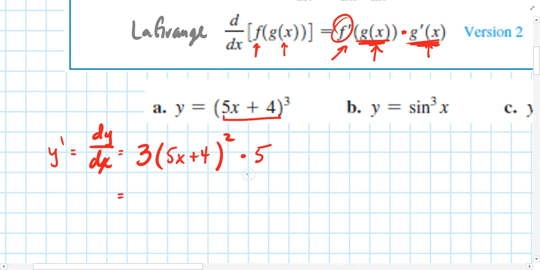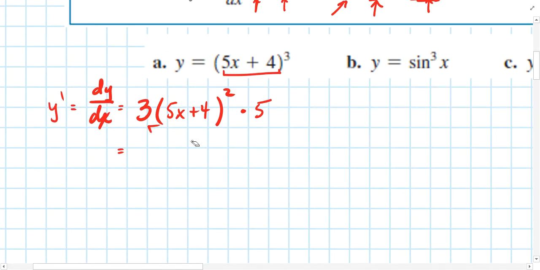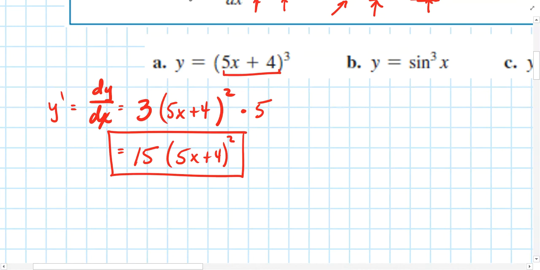So if we clean this up, the multiplication here, being commutative, is easy to perform. We'll multiply 3 times 5, and we'll end up with 15. The 5x plus 4 squared wouldn't be too bad to expand as a binomial, but you can imagine that if this was, say, a power of 100, we probably wouldn't expand that. So let's not get in the habit there. We'll leave this answer as it is.